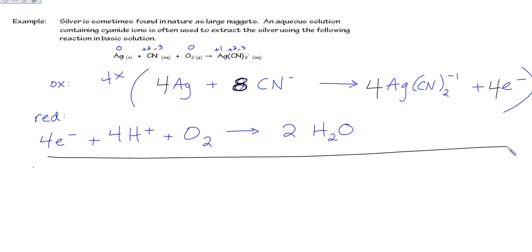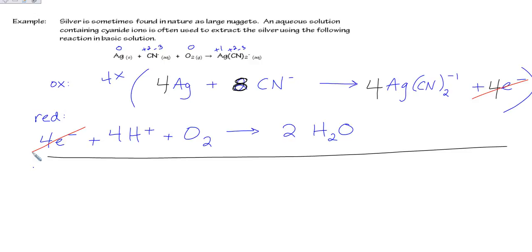Now I should be able to add these together and cancel any like terms. We should always be looking to cancel the electrons. 4 electrons, 4 electrons. And the other thing that I'm looking for might be hydrogen ions or water. And those I can't cancel. They are as they are. All right, let's add them up. Let's see what we got here.